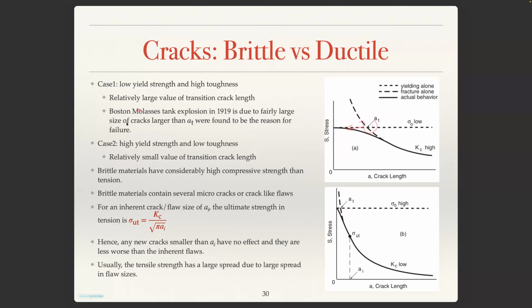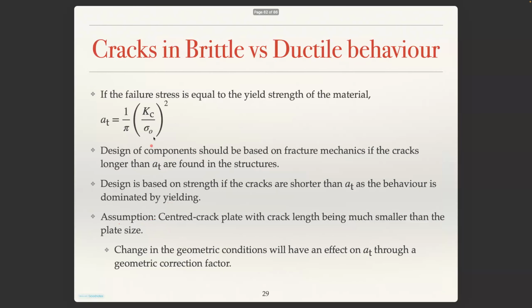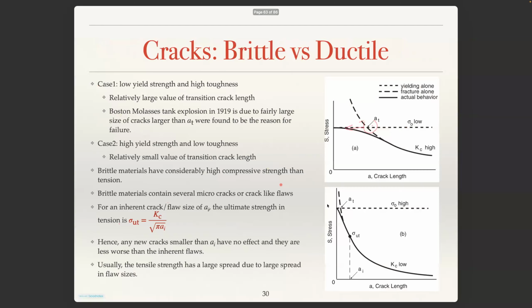So I will talk about this Boston molasses tank failure at a later stage when we are talking about fatigue failure. Right now, let us not worry about it. And case 2 is very high yield strength and low fracture toughness. If you have very high yield strength and low fracture toughness, this transition crack length is going to be very low.